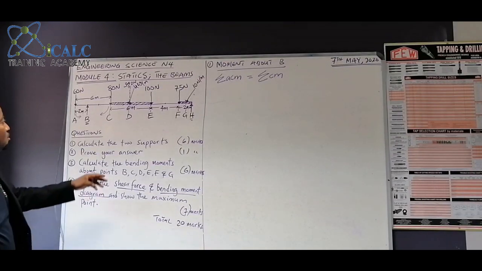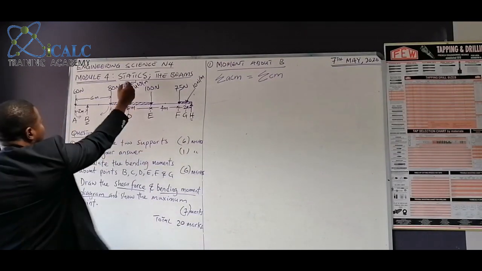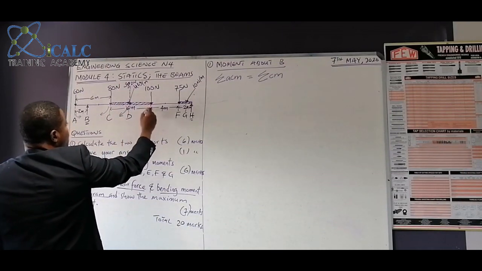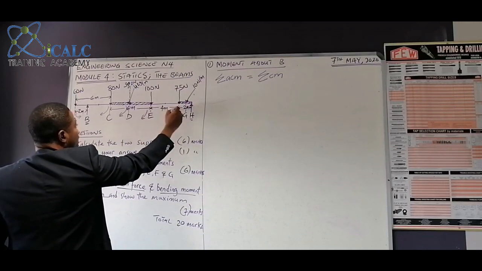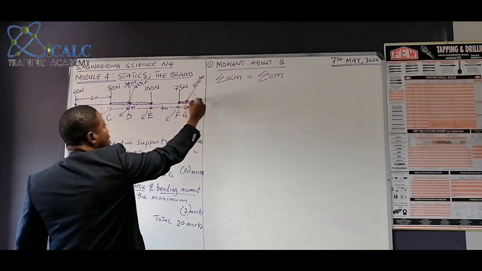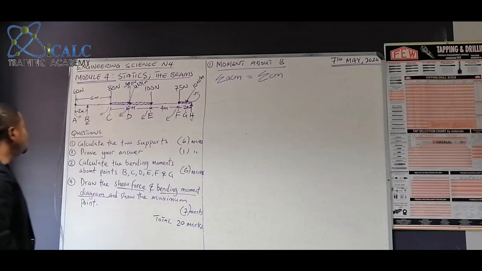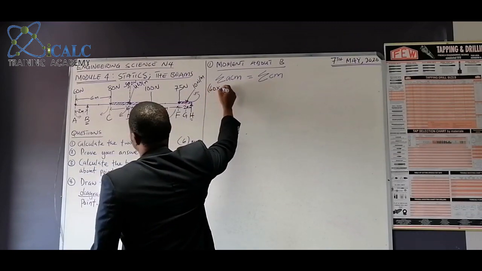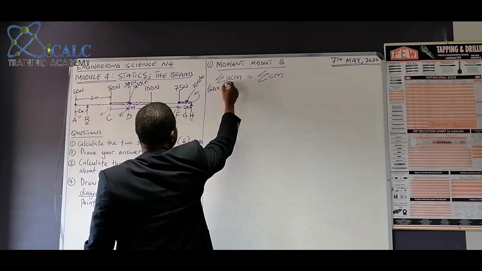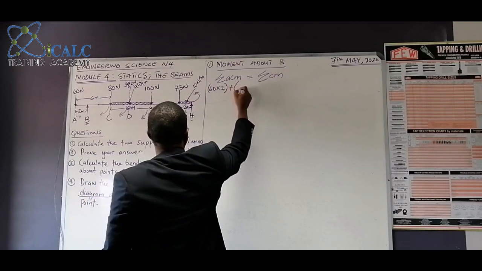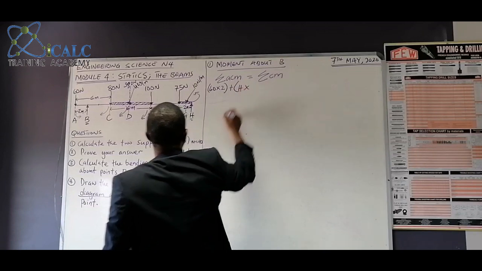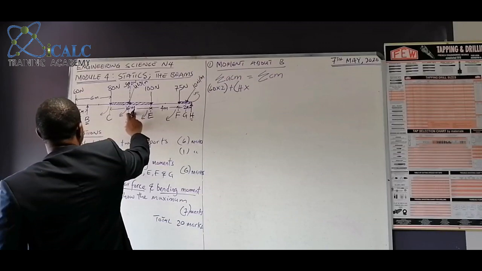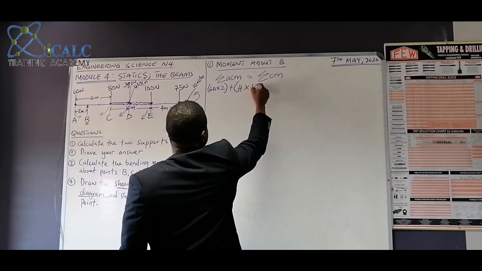Then our 39.2 will also be clockwise. Our 100 Newton will also be clockwise. Our 75 will also be clockwise. And our H, support H, will be anti-clockwise. So we have 2 anti-clockwise moments. Therefore, we say 60 multiplied by 2, plus H multiplied by the distance from H to B, which is 2 plus 4, 6 plus 6, 12, 12 plus 4 will be 16.